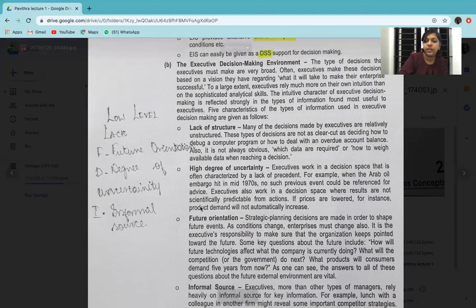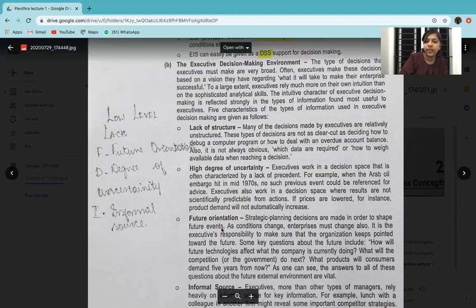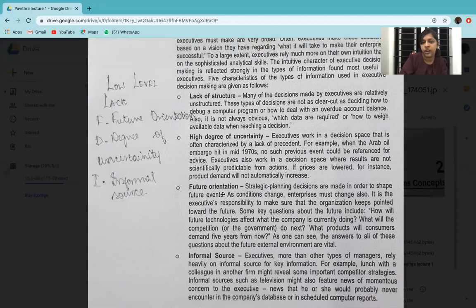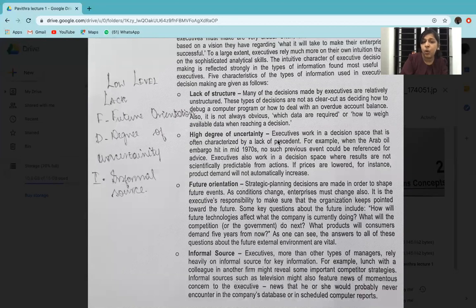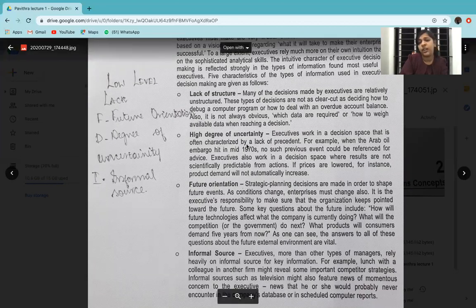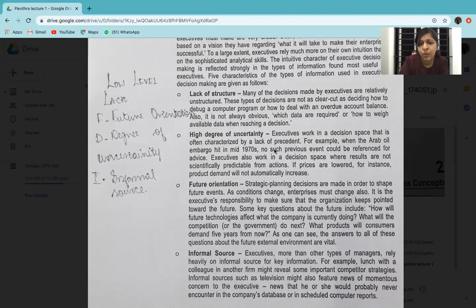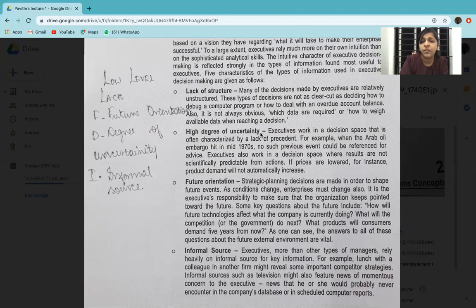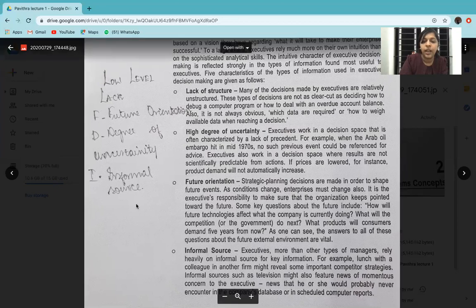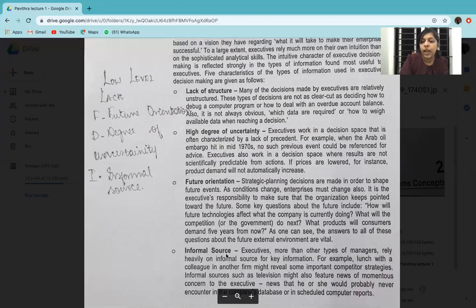So it is said that the information they need is always future oriented, and there is a high degree of uncertainty. It's just like the low level of detail. They work in a decision space that is often characterized by lack of precedent, and so there's a high degree of uncertainty because of the market. Again, the market is always volatile and nothing is certain in the future. And also informal sources. Executives are more like other managers.